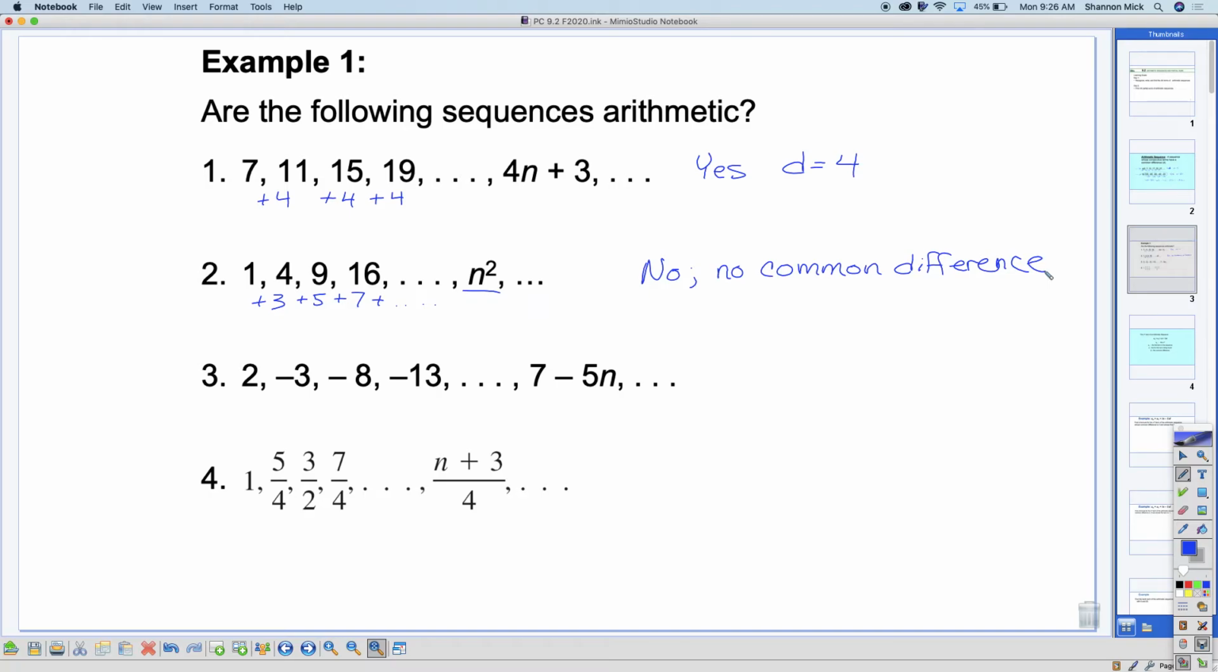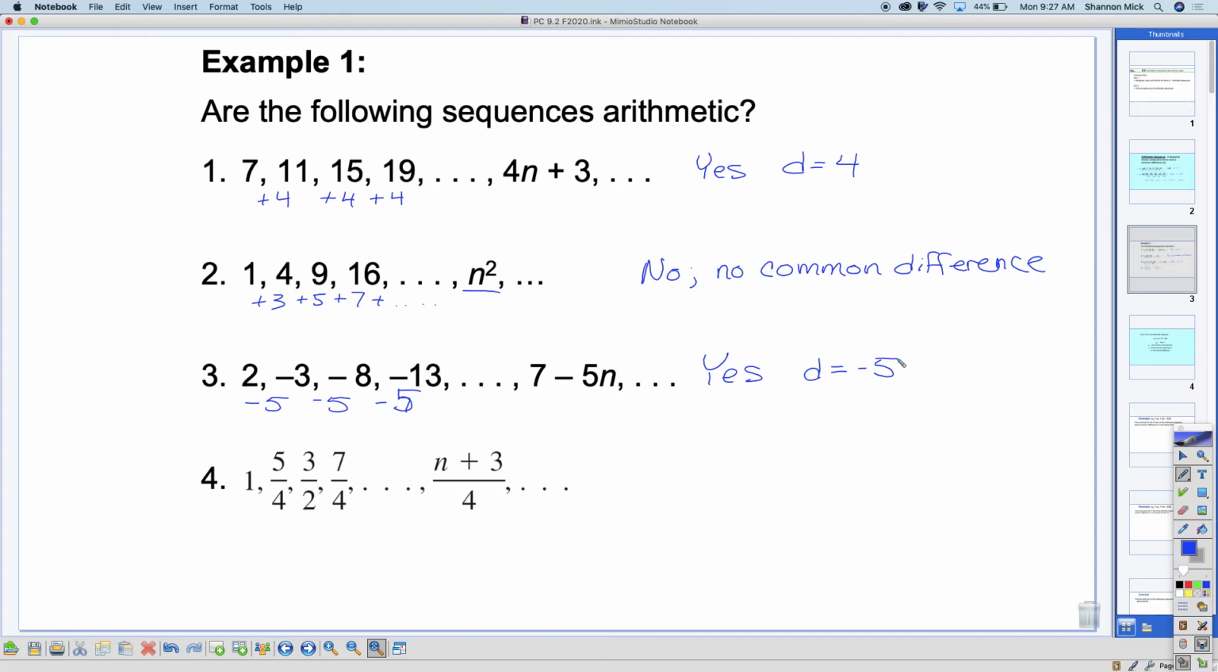What about 3, 2, negative 3, negative 8, negative 13? You're going down: minus 5, minus 5, minus 5. What if this was minus 7 right here? Would it be arithmetic? No. They have to be the same. So, yes, and d is negative 5.